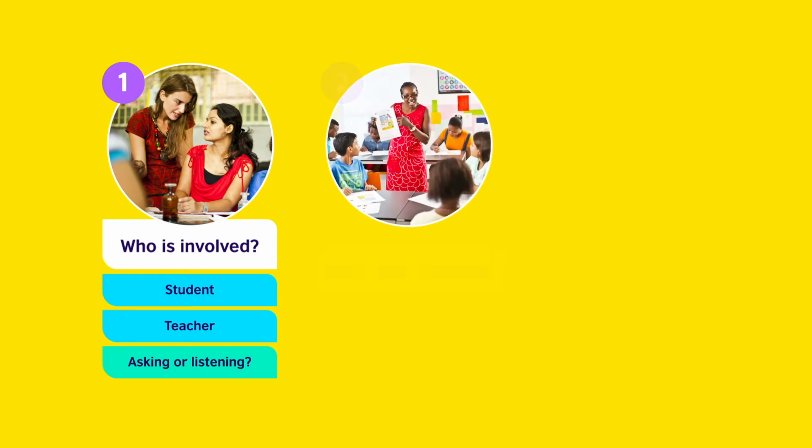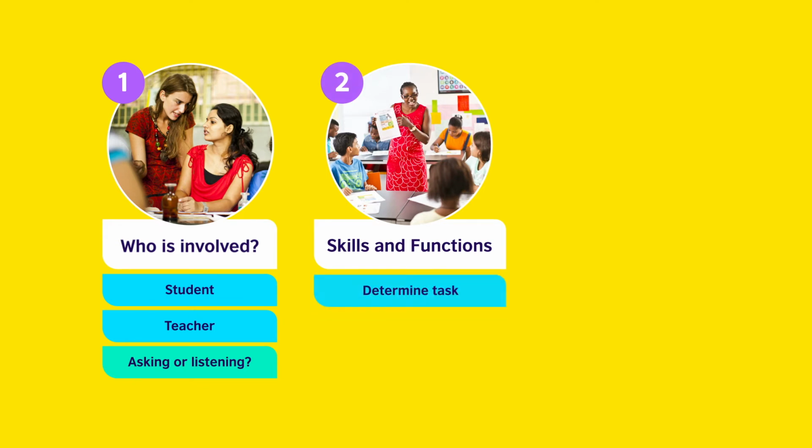Then we need to think about the skills and the language functions that students will need to use. This will determine the kind of task we give. For example, if we want the students to describe something, we may give them a picture to talk about.